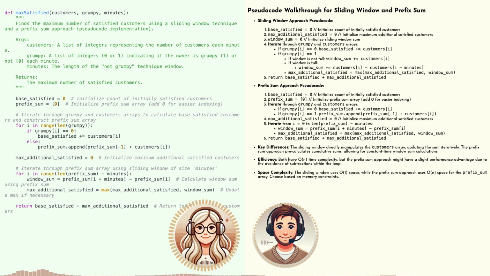It's like building up a history of the grumpiness level. Like watching a grumpiness meter. It goes up and down as the day goes on. Once we've got that full prefix sum array, we can slide our window across it, just like before.